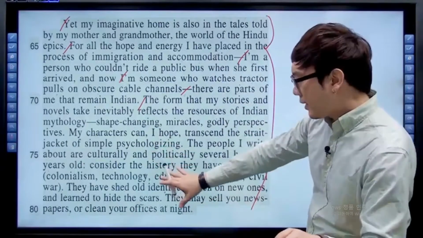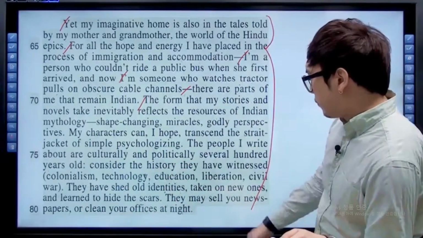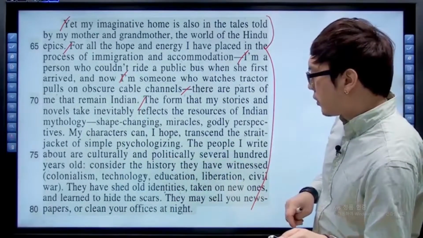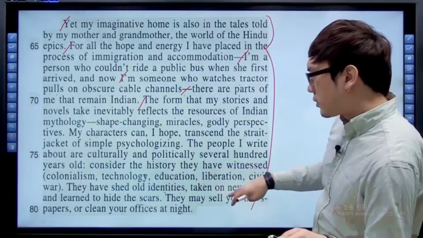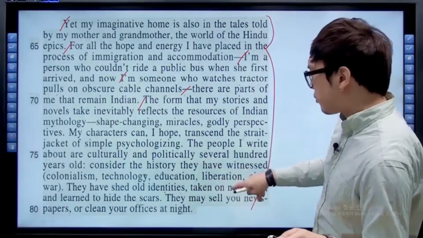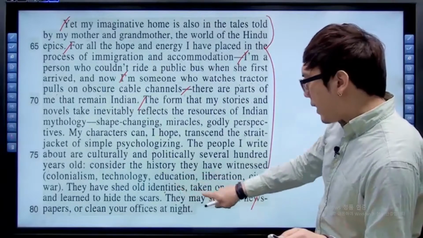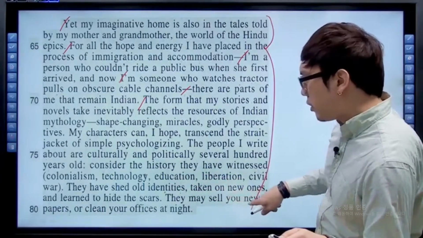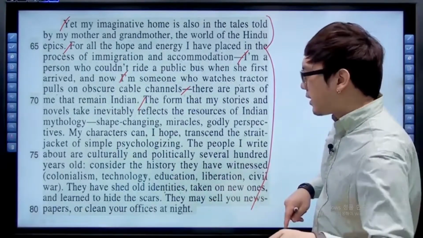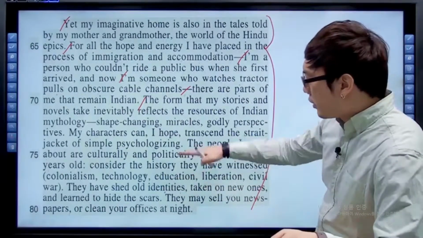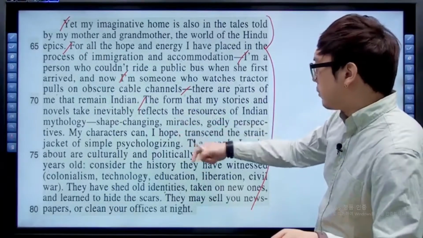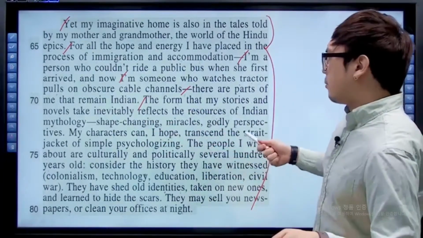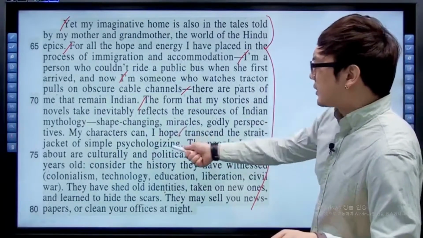All right, 78 to 79. Let's read that part. We'll read from here. The people I write about are culturally and politically several hundred years old, considering the history they have witnessed: colonialism, technology, education, liberation, civil war. They have shed old identities, taken on new ones, and learned to hide the scars. They may sell you newspapers or clean your offices at night, and so on. All right, we'll have to read a little bit above. It says, my characters can, I hope, transcend the straitjackets of simple psychologizing. The people I write about. Again, that's not changing at all.